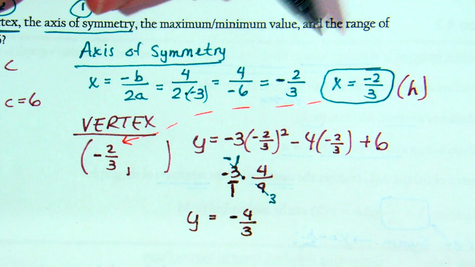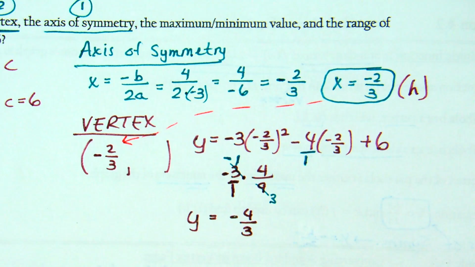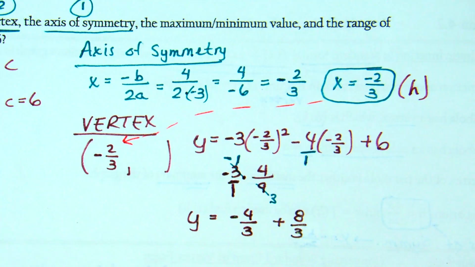Okay. The next part, we have a minus 4 times a negative 2/3. How do I make the 4 a fraction so I can multiply? Put it over 1. Now this time my 4 and 3 do not cross cancel, so just multiply across. Negative 4 times negative 2 is plus 8. 1 times 3 is 3. So now we're at 8 over 3.